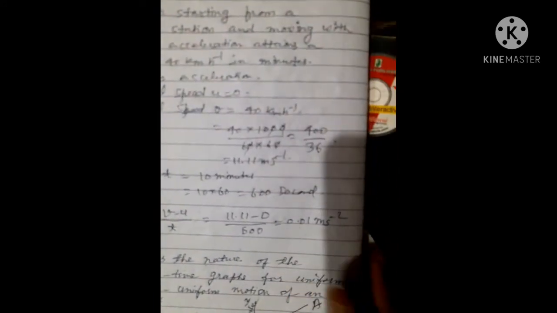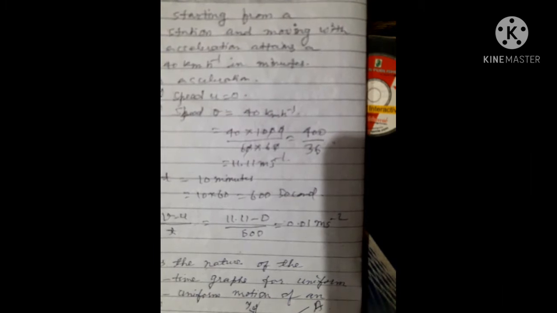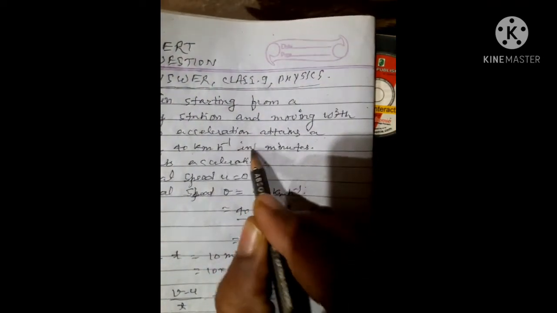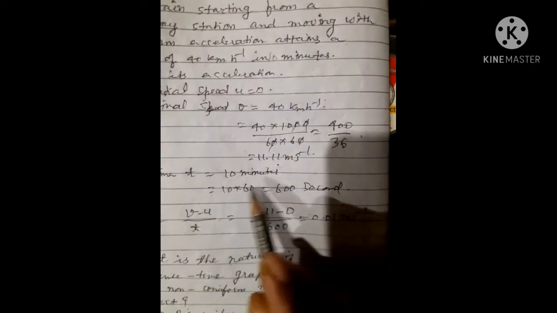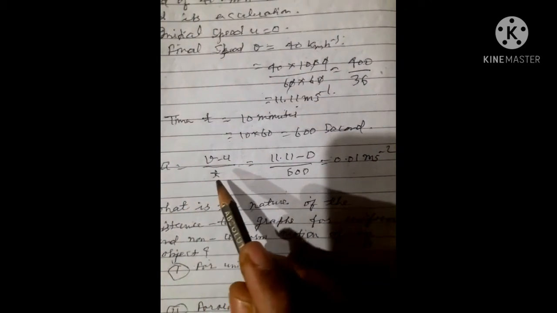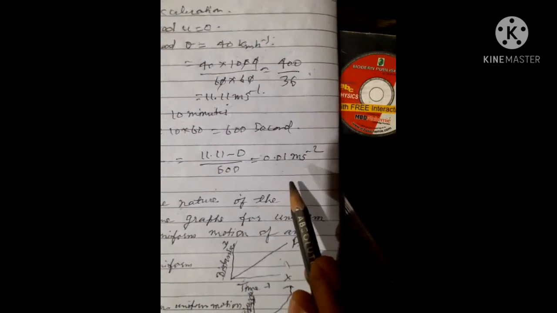Try to understand: initial speed is always taken as 0 if it is starting, so in this case initial speed u is equal to 0. Next, final speed v is equal to 40 km per hour. Here you are observing 40 km per hour, and in 10 minutes, that is 10 into 60, 600 seconds. a is equal to (v minus u) by t from the equation of motion. Putting values, you can get the answer.